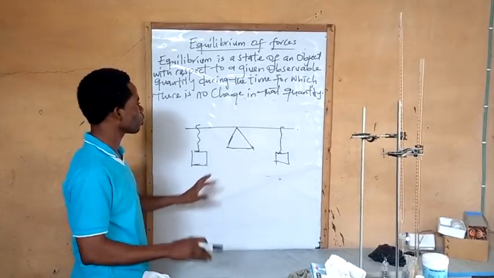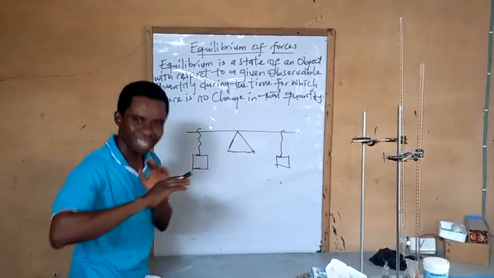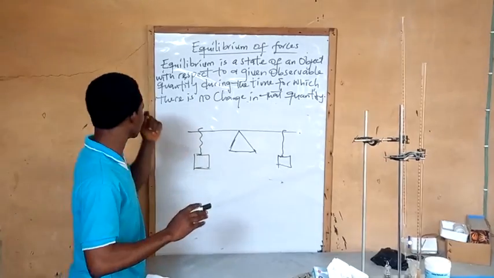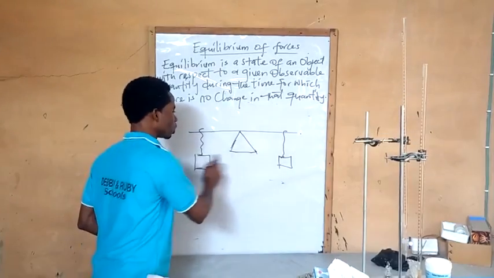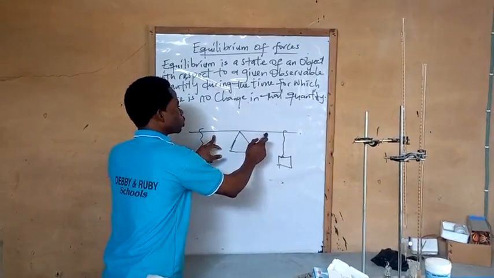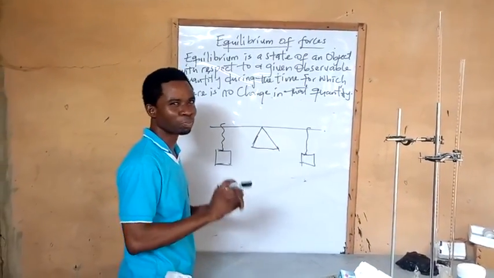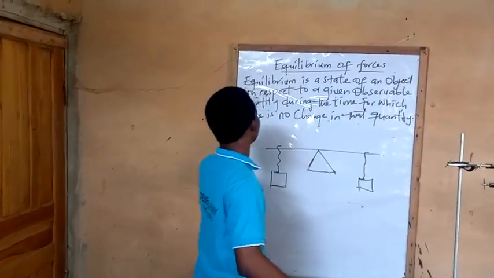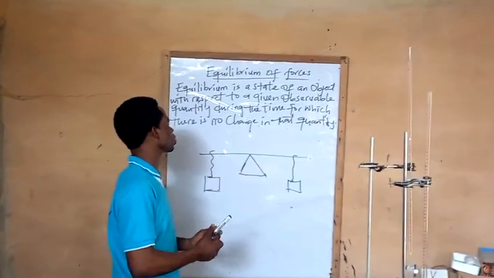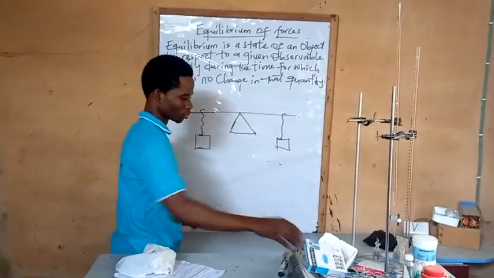That's why, for me to say this ruler is at equilibrium, there won't be any change in the quantity, and the state of this ruler will not change. So that means the ruler is at equilibrium. As equilibrium is a state of an object with respect to a given observable quantity during the time for which there is no change in that quantity.